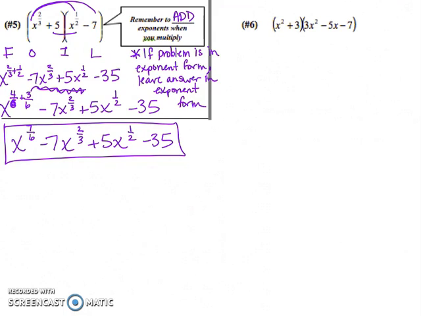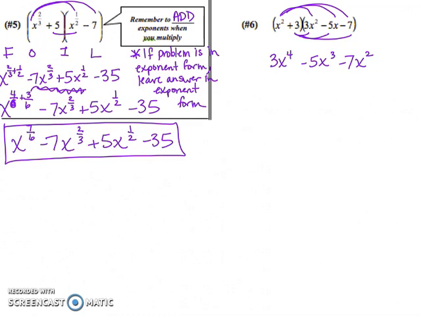All right, number 6, looks like we're multiplying a binomial times a trinomial. So this is basically just the distributive property 2 times. We have to take the x squared and multiply it times all 3 terms. And then after that, we have to take the 3 and multiply it times all 3 terms. X squared times 3x squared is going to be 3x to the 4th. X squared times -5x is going to be -5x cubed. And x squared times -7 is going to be -7x squared.